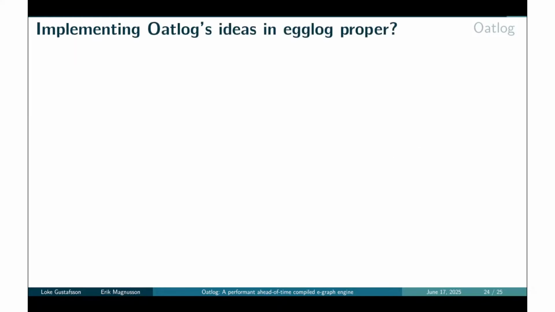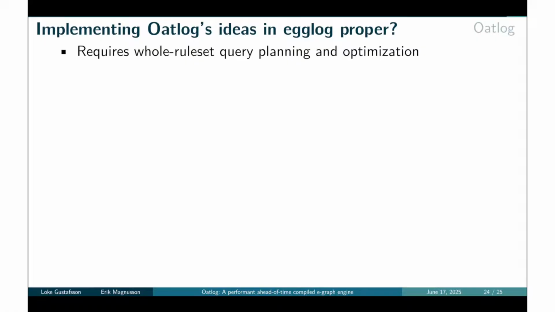A reasonable question to ask is to what extent Oatlog's ideas can be implemented in egglog proper. While this is in principle largely possible, there are two hurdles. The first is that this requires whole rule set query planning and optimization, possibly interfering with the ability to add and run rewrite rules in an ad hoc manner. Secondly, and perhaps on a more fundamental level, doing optimizations requires relaxed semantics.